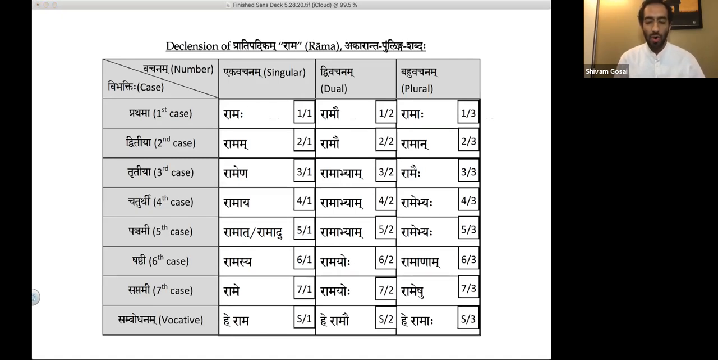Ramaha, Ramo, Ramaha, Ramam, Ramo, Raman. Third case, Ramena, Ramabhyam, Ramaihi. Fourth case, Ramaya, Ramabhyam, Ramebhyaha, Ramat, Ramabhyam, Ramebhyaha. Sixth case, Ramasya, Ramayoho, Ramanam. Seventh case, Rame, Ramayoho, Rameshu. Then, He Rama, He Ramo, He Ramaha.